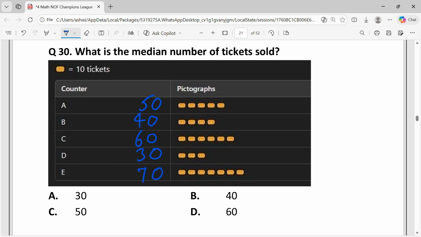Arranging these sales in ascending order, we have 30, 40, 50, 60, 70. The median is the middle value of an ordered set. There are 5 data points. So the middle value is the third one. That is 50. So the answer is C, 50.